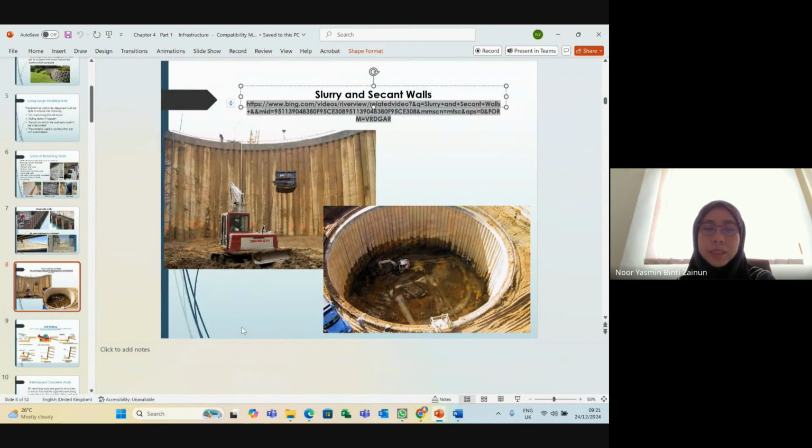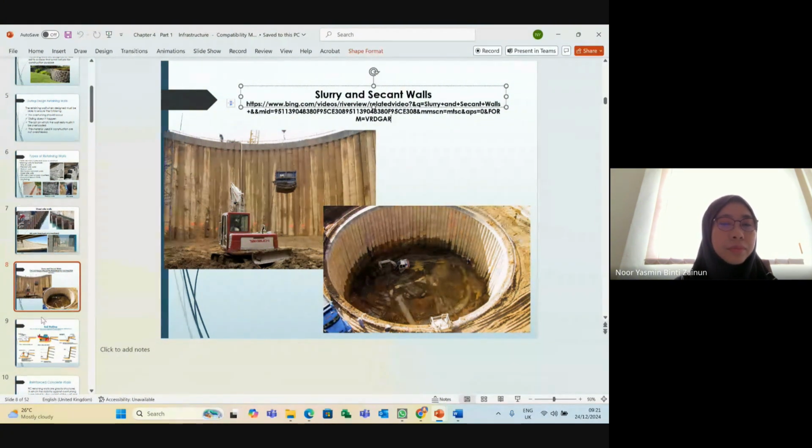So that is a secant wall. You can see how they install. They have 2 types, secondary and primary walls, which sometimes they call male and female walls, which are different by the reinforcement bars.